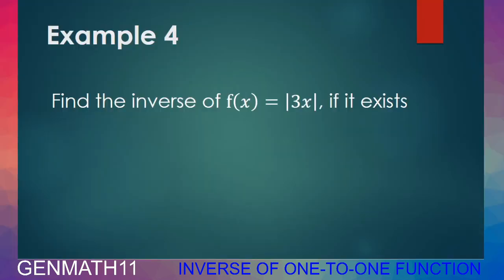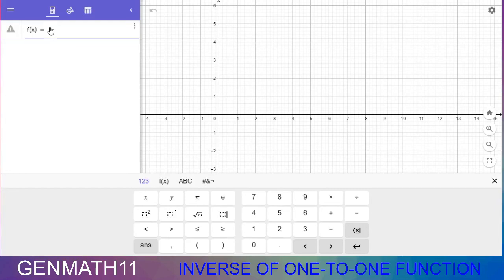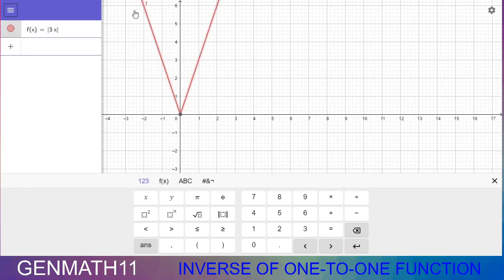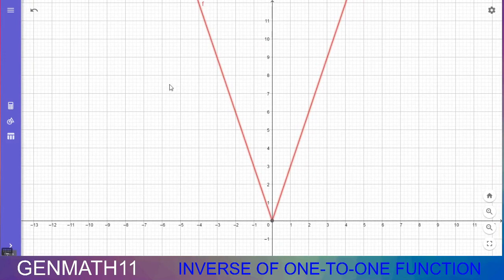Okay, example number 4. Find the inverse of f of x is equals to the absolute value of 3x if it exists. Okay, so try din natin siyang i-graph para malaman natin kung siya ba ay may inverse of a one-to-one function. So i-graph natin siya. Lagyan natin ito yung function, f of x is equals to the absolute value of 3x. Kung mapapansin nyo, ang graph niya ay pa-letter V. So, ganyan ang graph ng absolute value function.